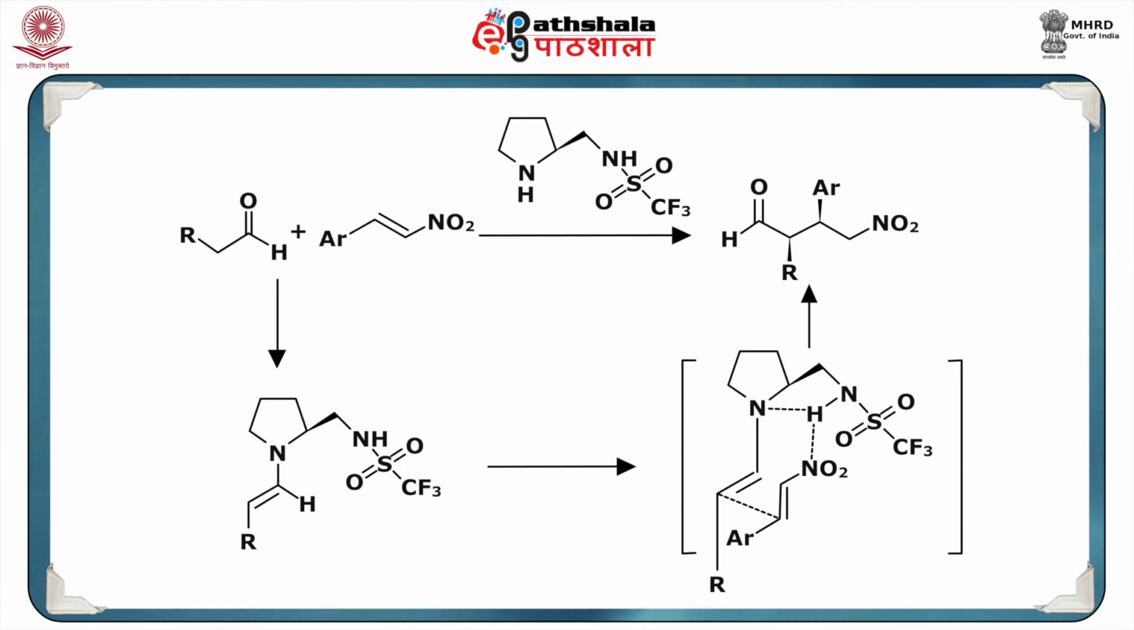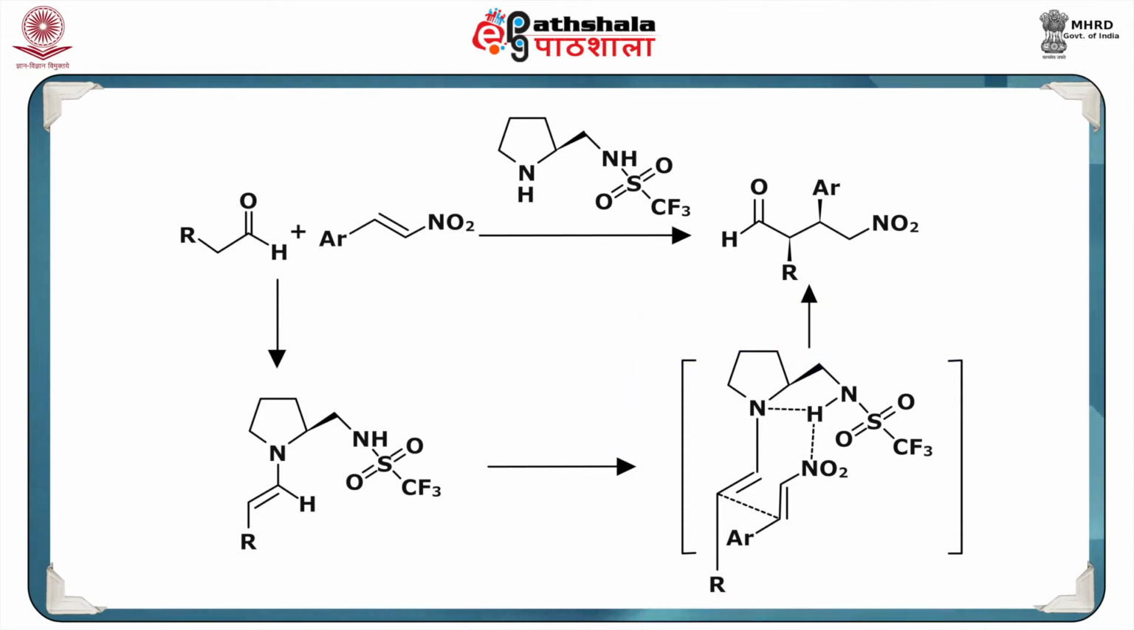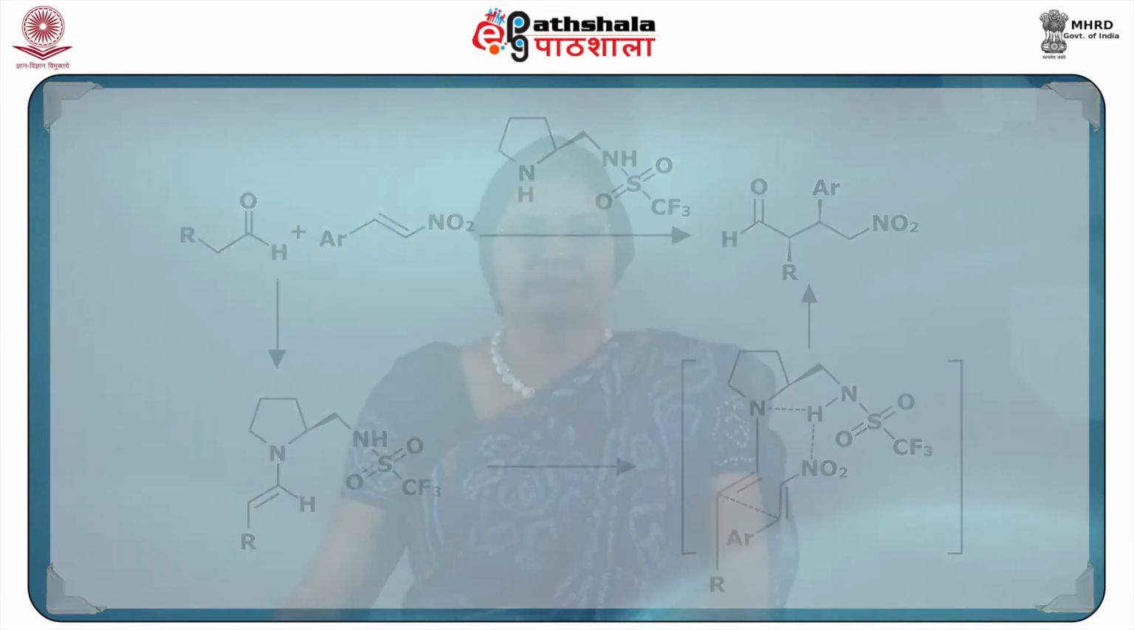As you can see in this equation shown here, initially the catalyst forms an enamine with the aldehyde, due to which the nitrostyrene attacks favorably through one of the faces to form the most stable transition state, as shown here, in which the enamine and beta nitrostyrene are cofacial, with the nitro group hydrogen bonded to the protonated sulfonamide. This subsequently leads to the product with the desired enantioselectivity.